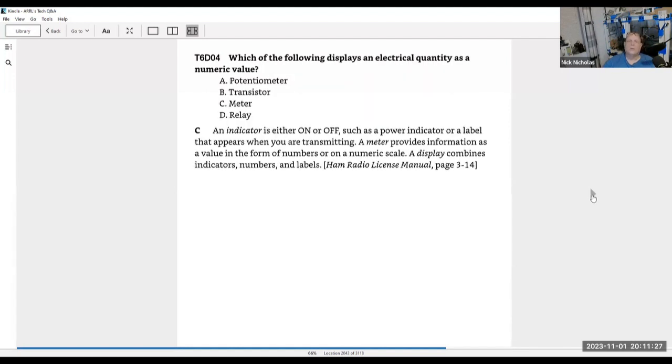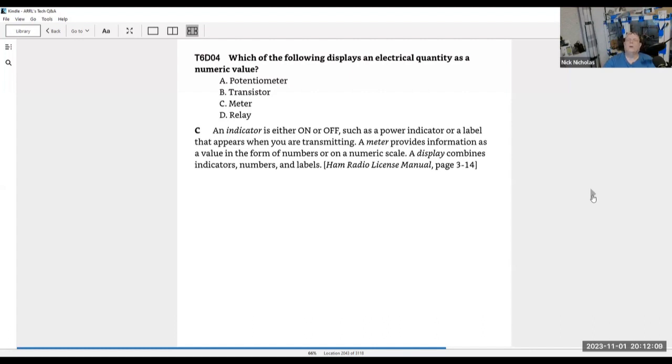That is the correct answer. Which of the following displays an electrical quality as a numeric value? Well, I don't like this answer, but the answer is C. A meter will show you a value, will give you an electrical value. It might be measuring current, it might be measuring voltage, it might be measuring all sorts of things.